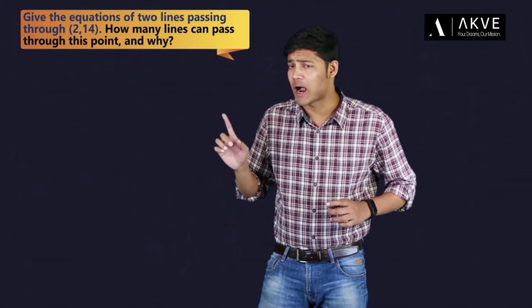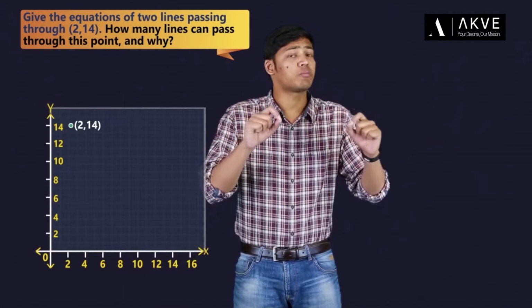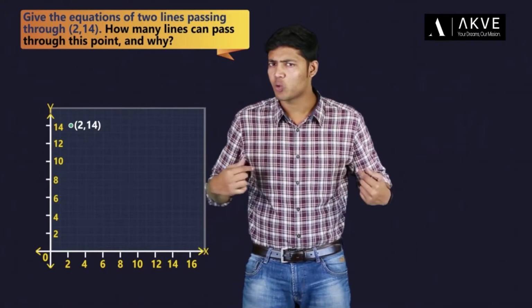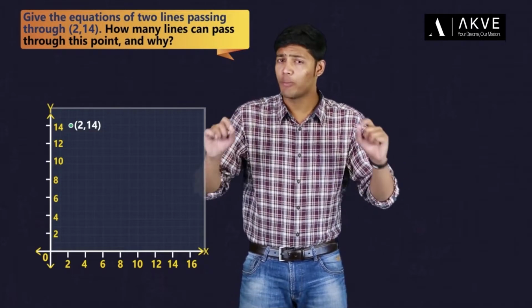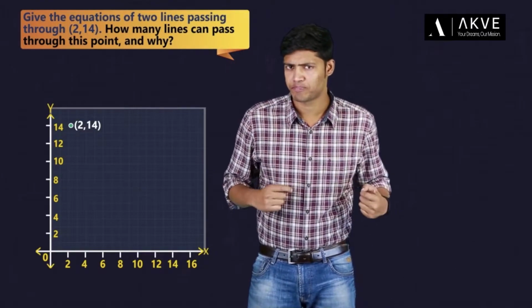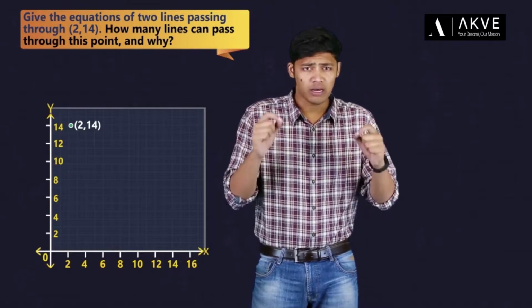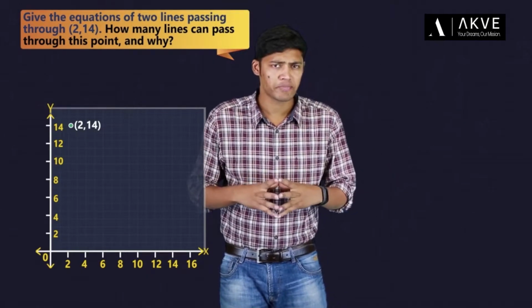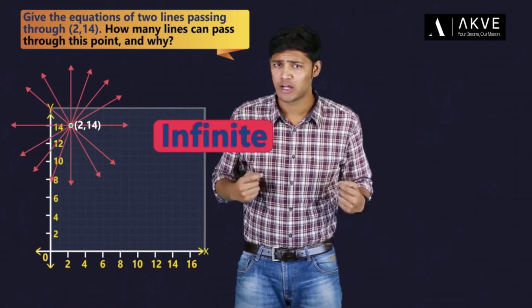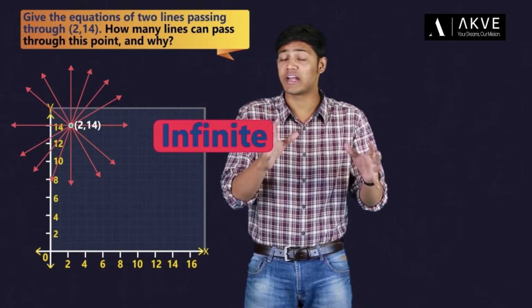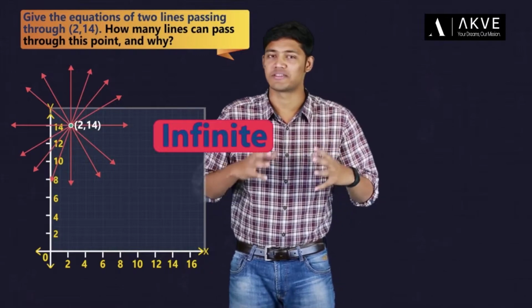The second part asks us to find the number of lines passing through the point (2, 14). Now I need to ask you something. How many points have we been given? Only one, right? And how many lines can pass through one point? Infinite, right? So through this point (2, 14), an infinite number of lines can pass.